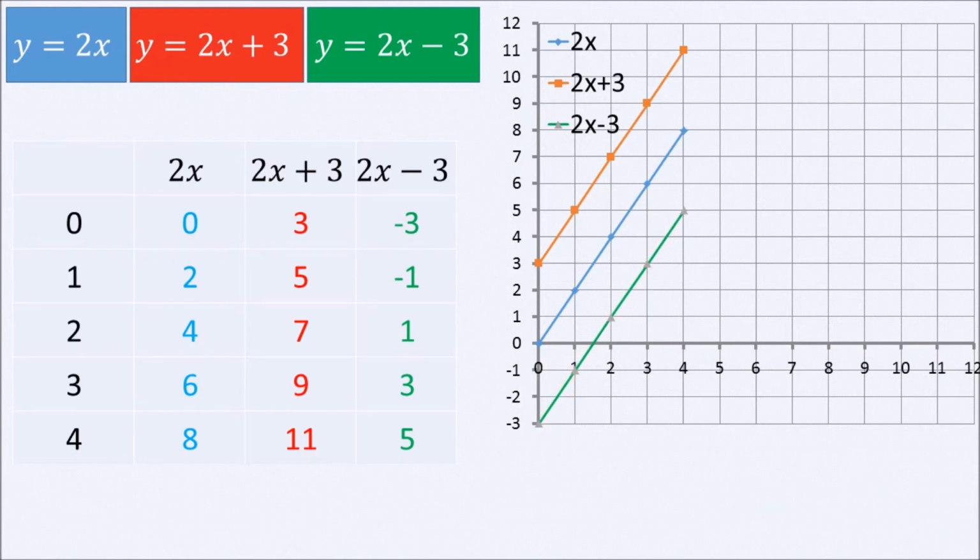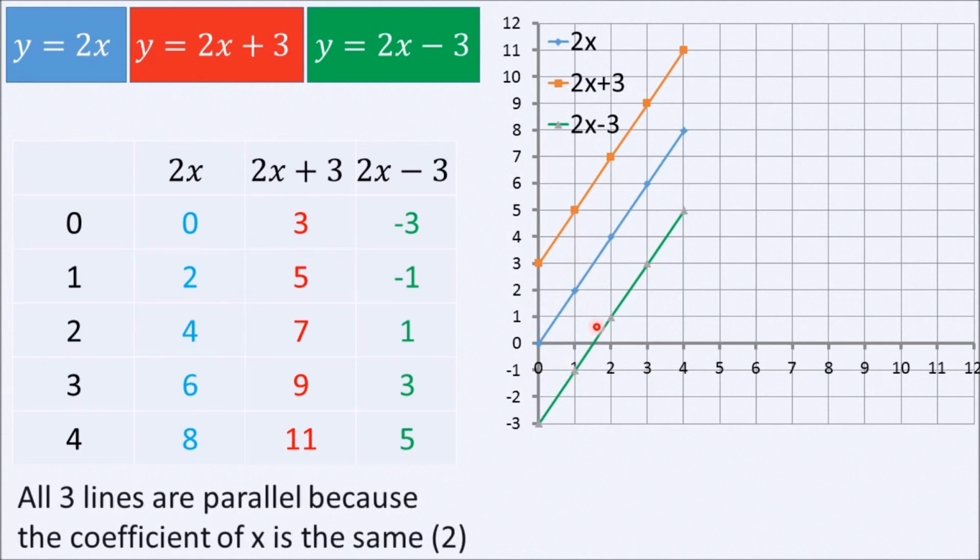We note that all these three lines are parallel, and this is because the coefficient of x, which is the number that is multiplied by x in each of these equations, is the same. As you can see, it is 2 in every one of these equations. We have y equals 2x. In the second equation, it's y equals 2x again, but we add 3. And in the third equation, it's also 2x, but minus 3.